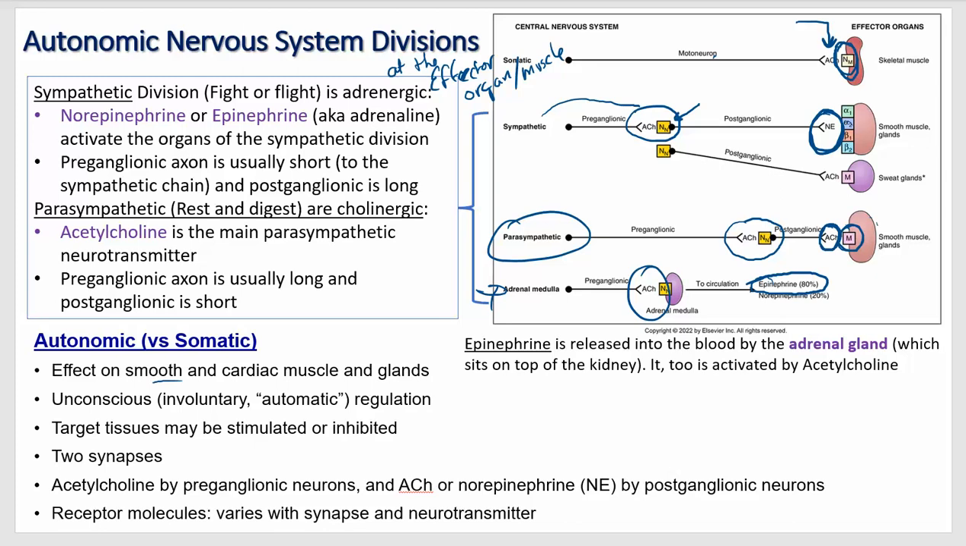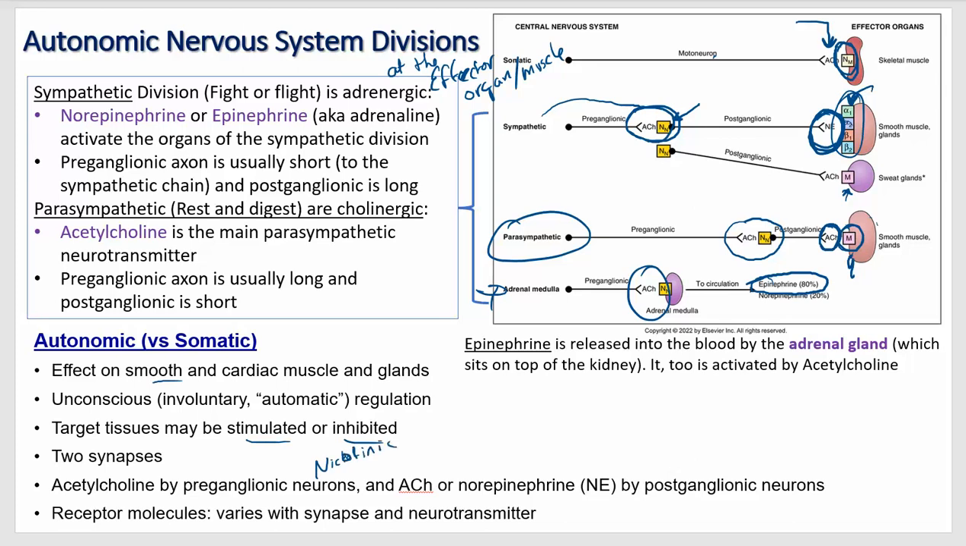Target tissues may be stimulated or inhibited, so we don't just have activation or inhibition; we could have either one. It depends on the response of the G protein, because all of the effector receptors down here are G proteins. Muscarinic receptors are G proteins, and these adrenergic receptors are G protein receptors. There are two synapses: the first is preganglionic to postganglionic, and the second is postganglionic to the effector organ. Acetylcholine is released by preganglionic neurons onto nicotinic receptors.